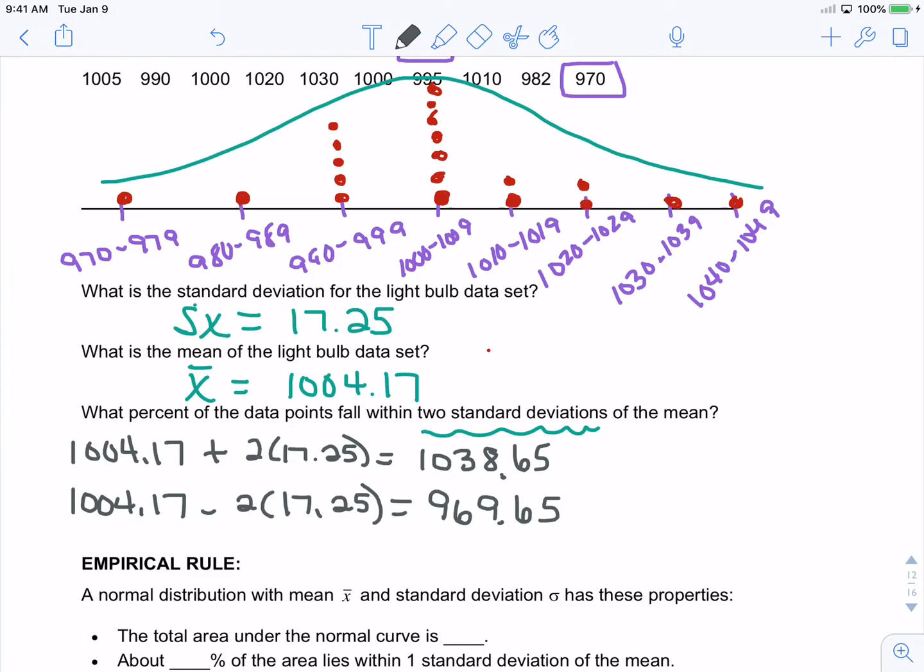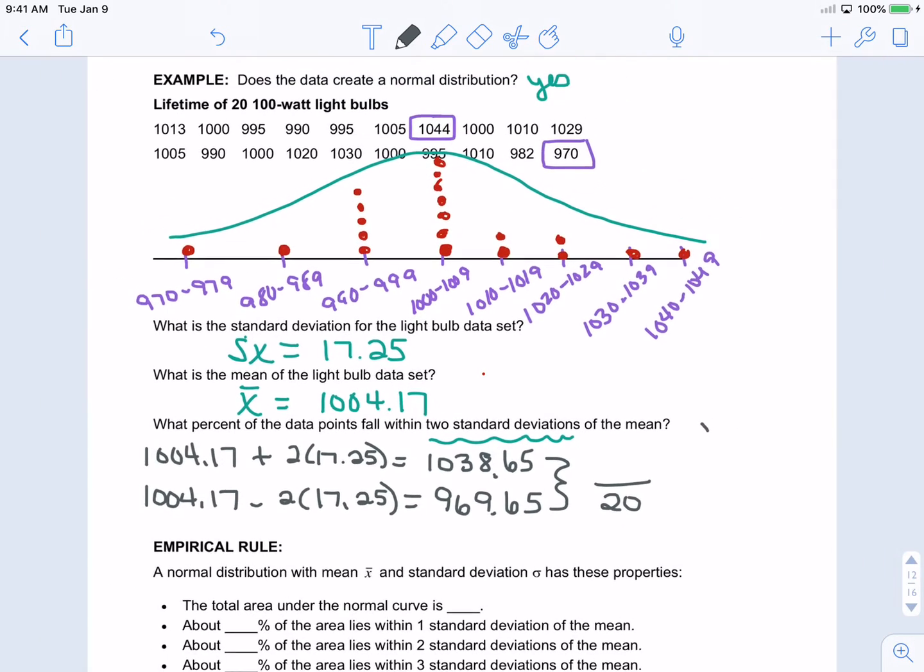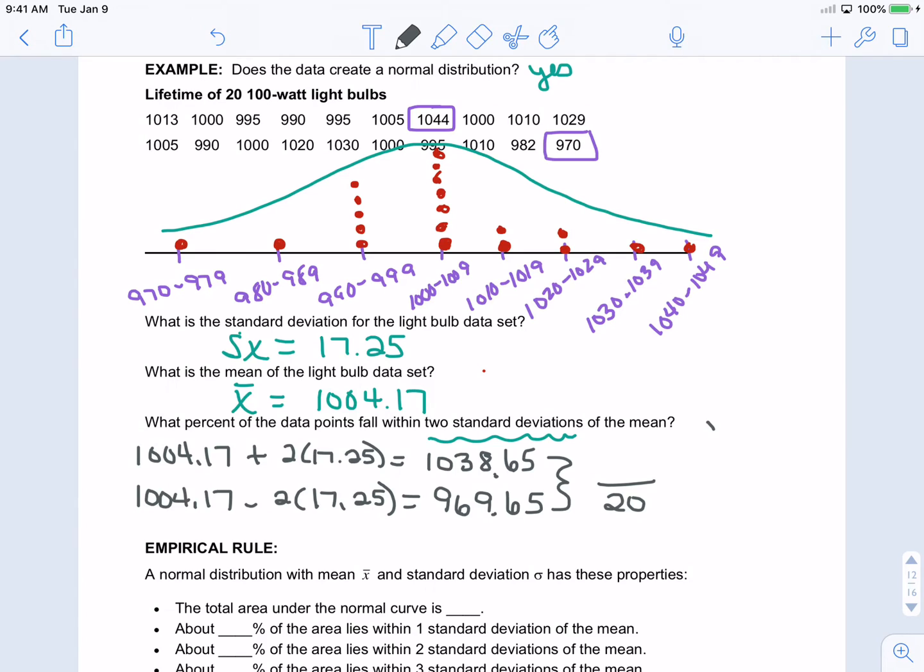Look in your data, see if you can count the number of values that would be within these 2 standard deviations. So what percent of the data points lie within 2 standard deviations of the mean? I know I have 20 data points that are listed up there. How many of them? Just count. Literally go to the list and count how many numbers are within 1038.65 and 969.65. Or you could say which one is beyond those, or which 2 are beyond them, whichever way you want to think about it.